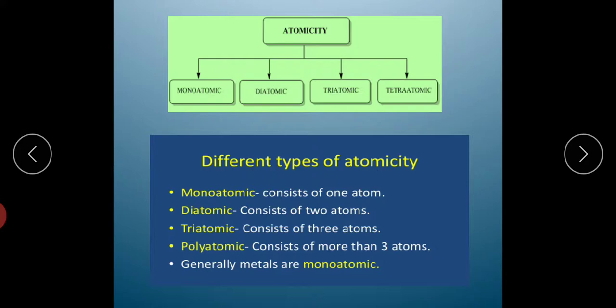Now some of the atoms can remain independent. So those form monoatomic molecules. Mono means one. Diatomic, which are consisting of 2 atoms. Triatomic, which consist of 3 atoms. And tetraatomic with 4 atoms. And polyatomic consisting of more than 3 atoms. Generally, metals and inert gases like helium, neon, argon, they are monoatomic.